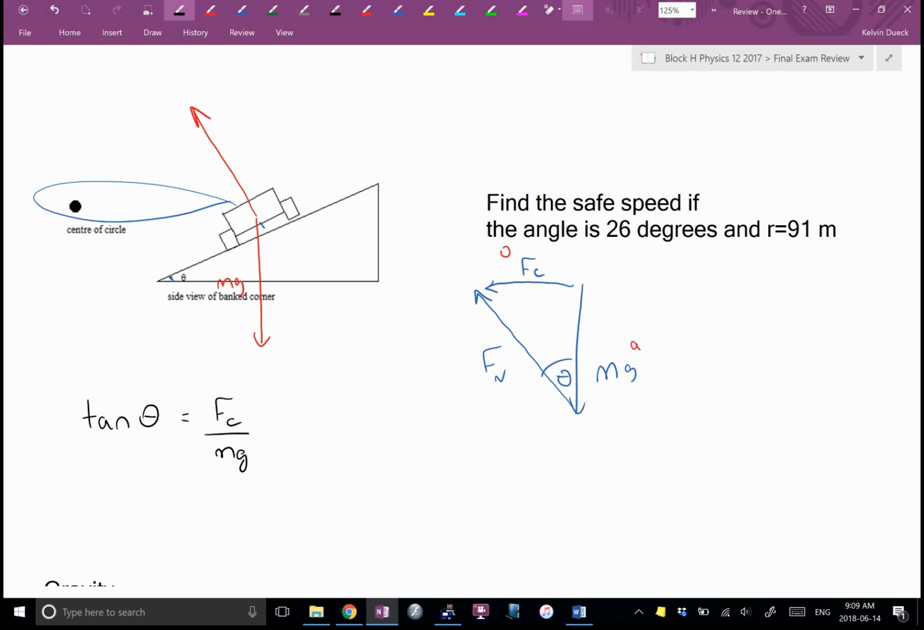First thing I'm going to do is get the FC by itself. So rather than writing it that way, I'm going to go like that. Let's bring it back there, and then now let's rewrite it. I'm going to get mg tan theta equals, which version of FC am I going to use? Because they said find the safe speed. Why didn't I need to tell you how heavy the car was?